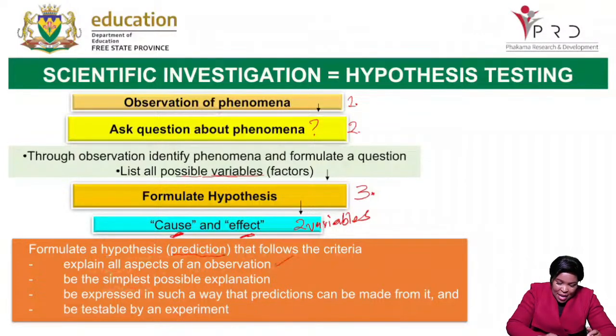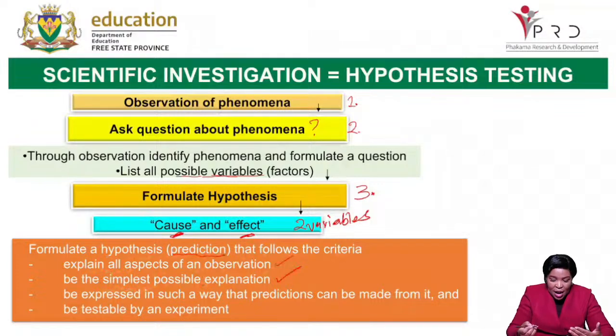Then be the simplest possible explanation. Don't look for the deeper explanations that you cannot even test yourself. So if people have blue eyes, then you need to know that it is something that is genetic. It will require you to do genetic testing. Then you have to give reasons.